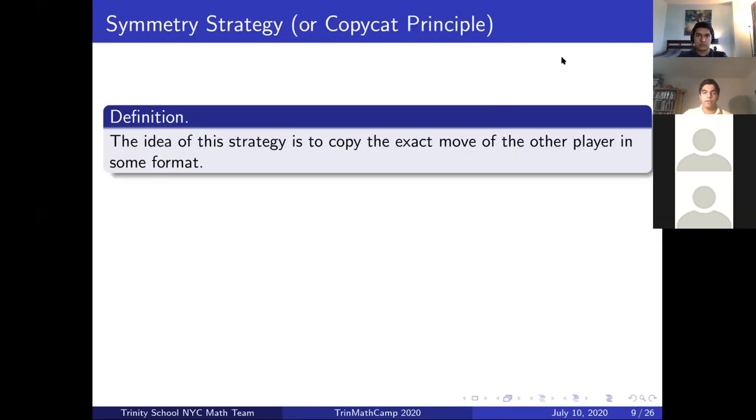An important principle in game theory is called the symmetry strategy, or the copycat principle. The idea of this strategy is to copy the exact move of the other player in some format. You want the other player's move to inform the move you're going to make. It may be a little complicated to understand now, but when we get into strategies and start talking about problems, this will all become very clear.